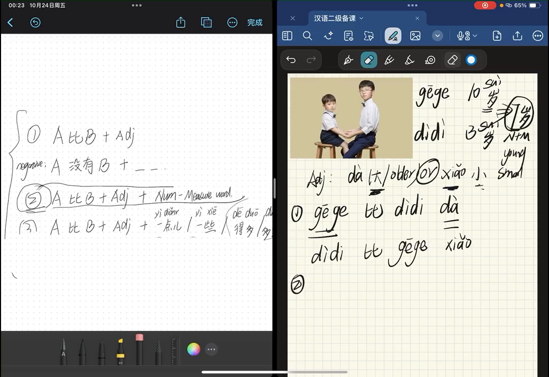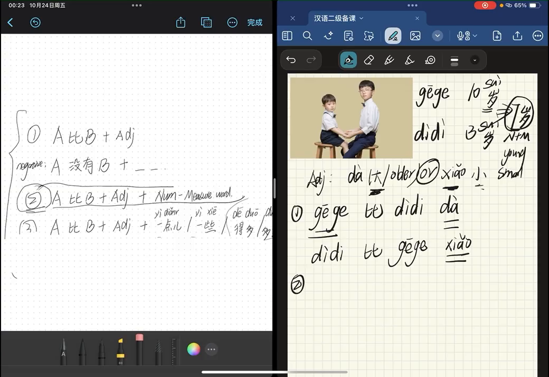Good. And then 弟弟 compared with 哥哥. 弟弟比哥哥小. That's right. So 弟弟 is younger than 哥哥. So I choose 小. 弟弟比哥哥小. Okay, so this is the basic structure. We can compare like this.